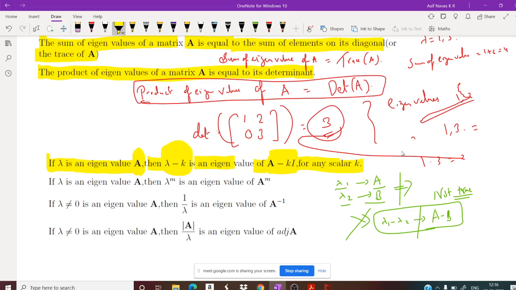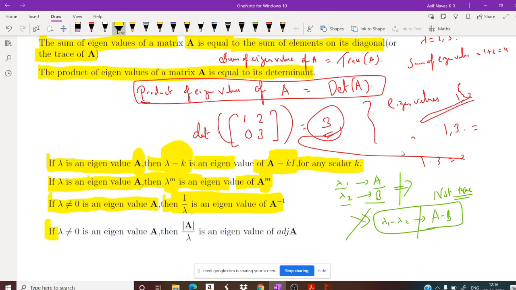Now another property: if lambda is an eigenvalue of A, then lambda power m is an eigenvalue of A power m. That is, if lambda is an eigenvalue of A, then the eigenvalue of A power m is lambda power m. The next property: if lambda not equal to 0 is an eigenvalue of A, then 1 by lambda is an eigenvalue of A inverse. So if you want to find the eigenvalue of A inverse, and you know the eigenvalue of A, then 1 by lambda is the eigenvalue.